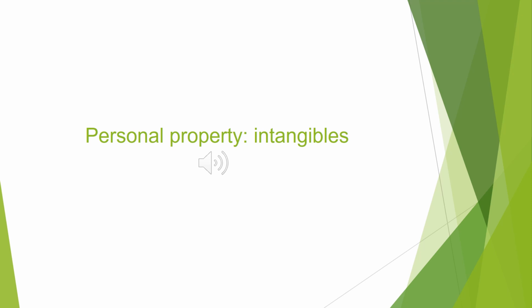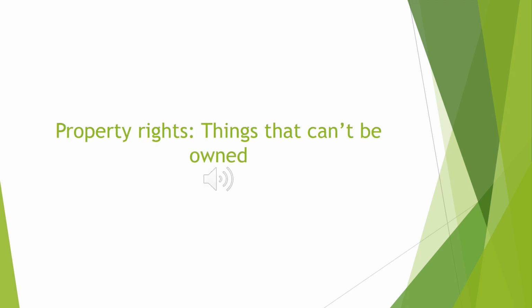Property rights, things that can't be owned. Some things can't be owned at all and therefore can't be private property. Some of these things, such as light, air, and the high seas, can't be owned because they naturally seem communal. Other things, such as rivers and coastal water, can't be owned because they belong to the public. And some things can't be owned because they are illegal, like heroin.